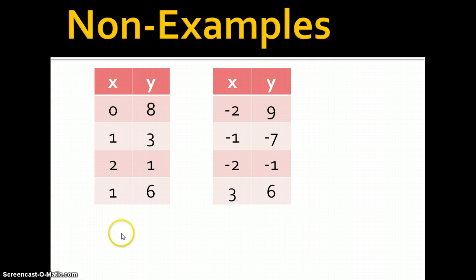Some non-examples. As you can see in these tables, we have 0, 1, 2, 1. The 1s are being repeated, which means this is not a function. In the second table, -2 is being repeated, and they have different y values, so this is not a function.